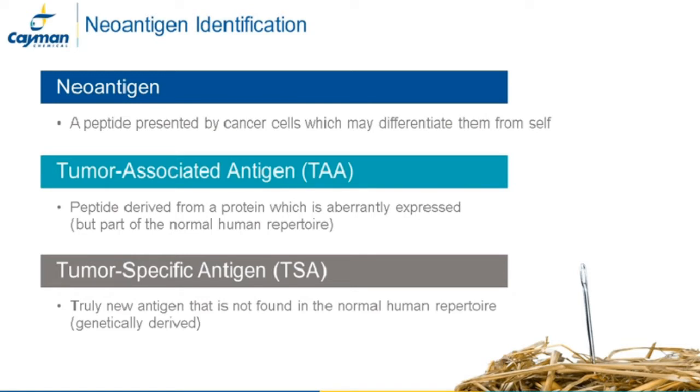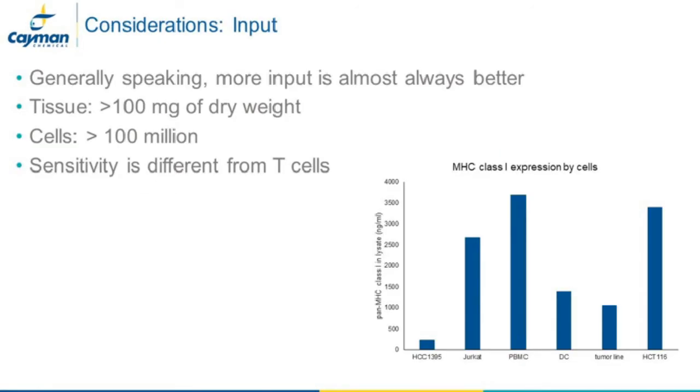Identification of these would require comparison of tumor tissue with normal tissue peptide lists. Tumor-specific antigens, on the other hand, are derived from completely new proteins, such as indels, translocations, or other mutations, and thus may provide greater potential for immunogenicity. I will briefly discuss some strategies for identifying these later.